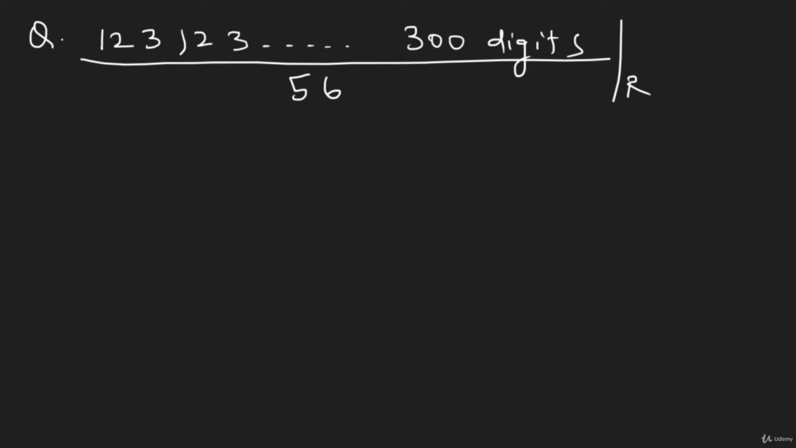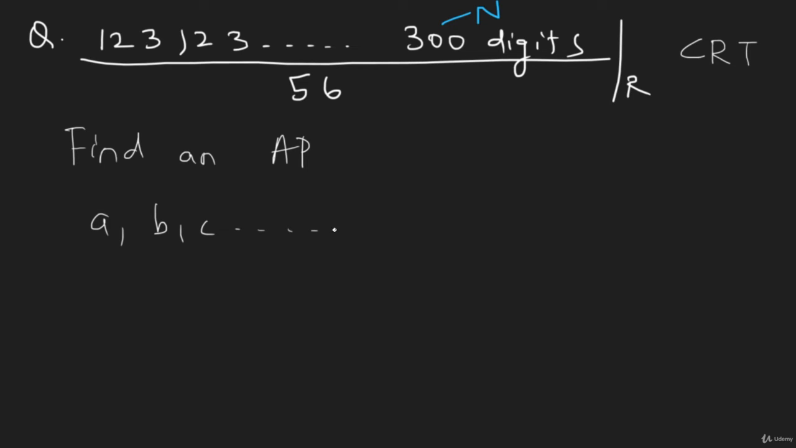Now remember what we are trying to do when we apply the Chinese remainder theorem. Let me write it as CRT. We are going to find an AP, right, such that there will be other terms which are much smaller than this. So if I call this number as n, I want to find an AP in which n is part of the AP. So for example, I find A, B, C, and then I'll see that n is part of this AP.